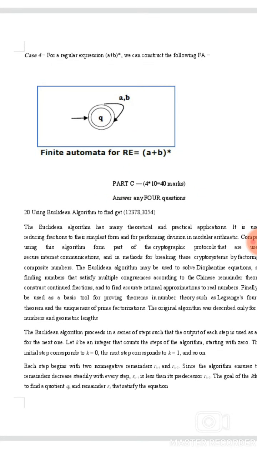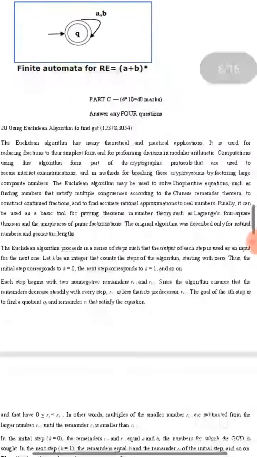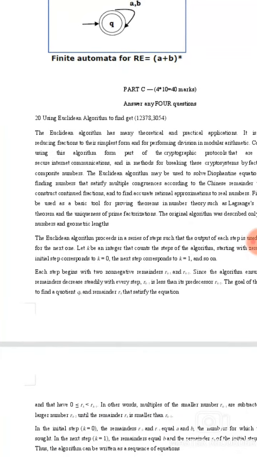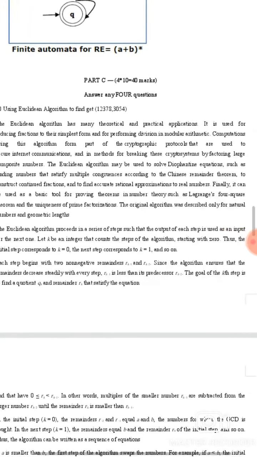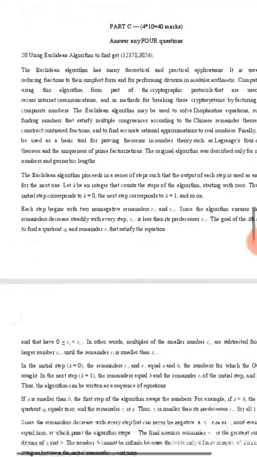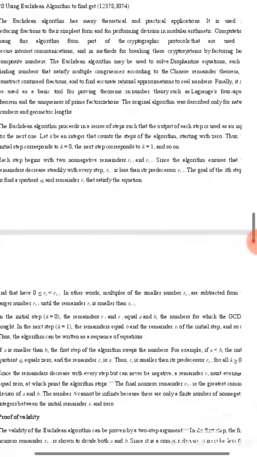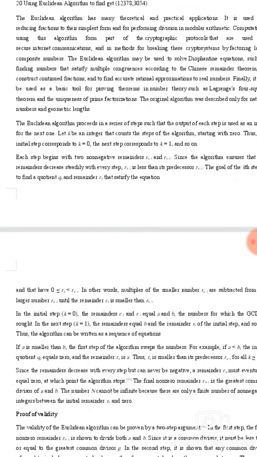Part C, Euclidean algorithm to find GCD. The Euclidean algorithm has many theoretical and practical applications. It is used for reducing fractions to the simplest form and for performing division in modular arithmetic. The Euclidean algorithm proceeds in a sequence of steps such that the output of each step is used as an input for the next one.